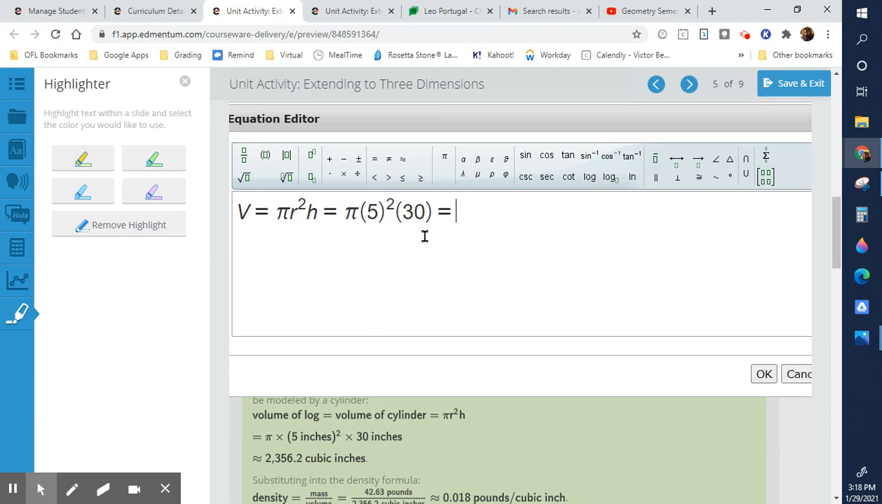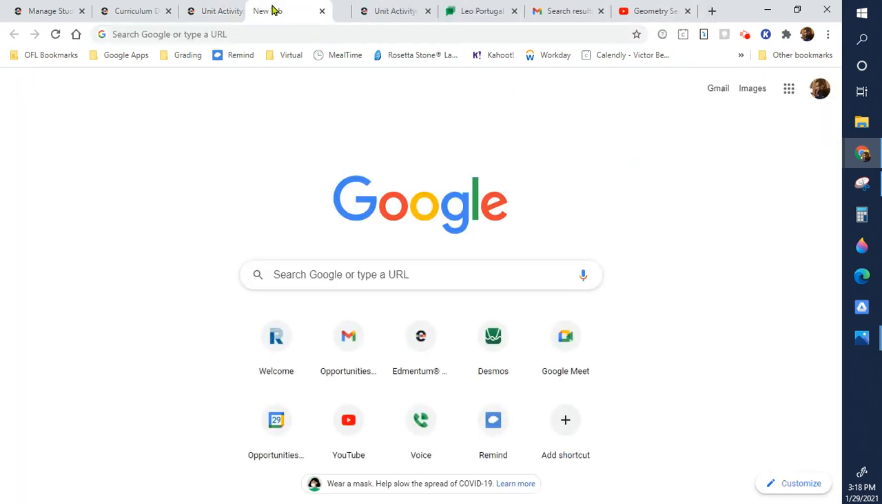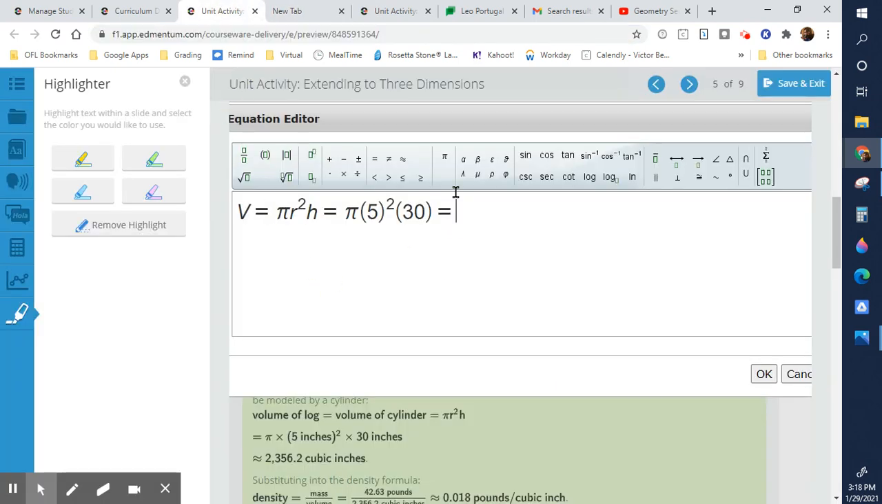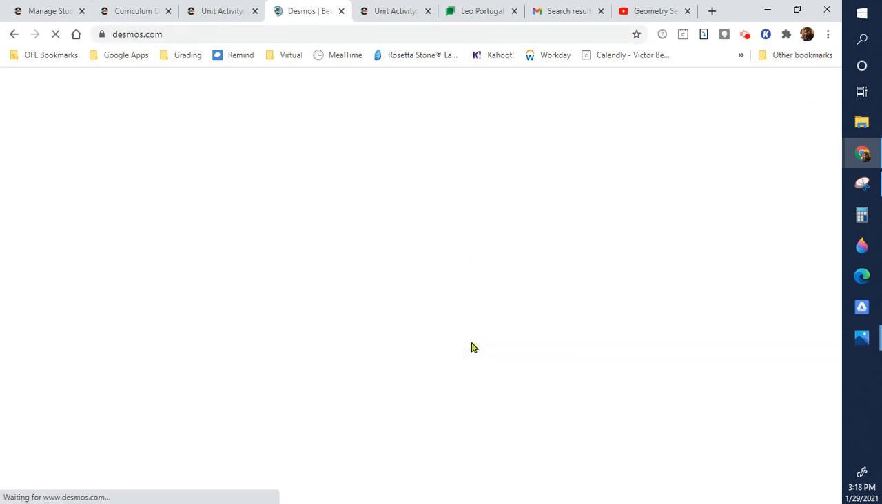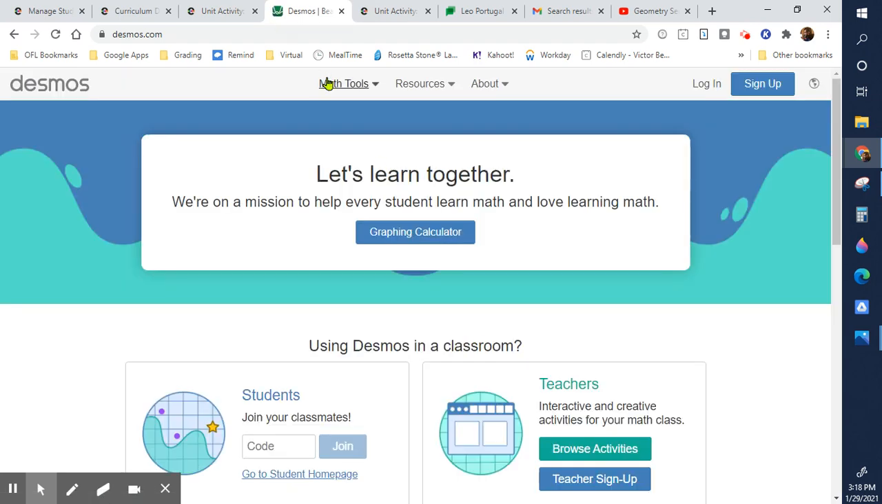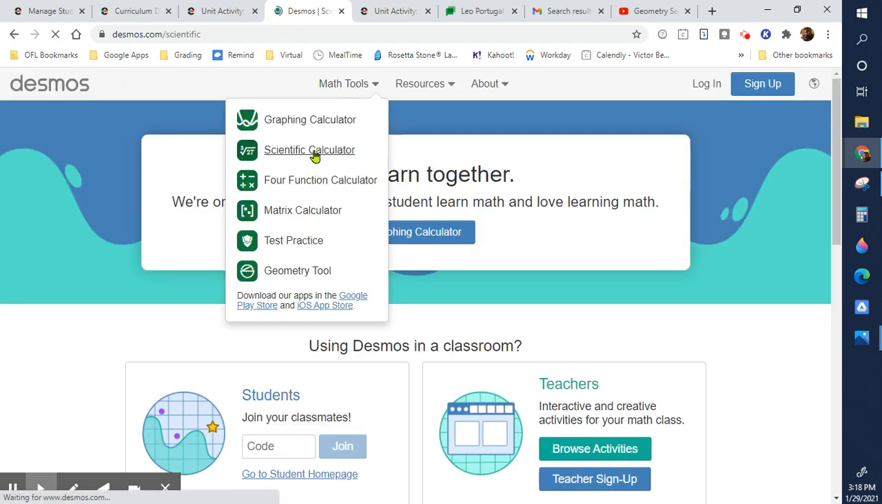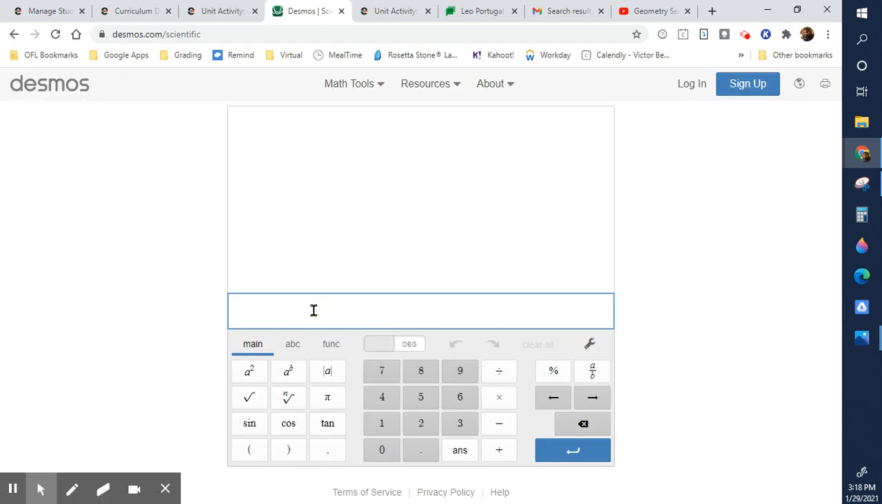This is going to be equal to, I'm going to use the Desmos calculator for this. So by showing your work, it basically means show your formula and then show your answer. Don't just give us the answer. Let's go into Desmos. I'm going to use a scientific calculator to make this easier. What I like about Desmos is you can literally type in pi and it knows you're talking about pi.